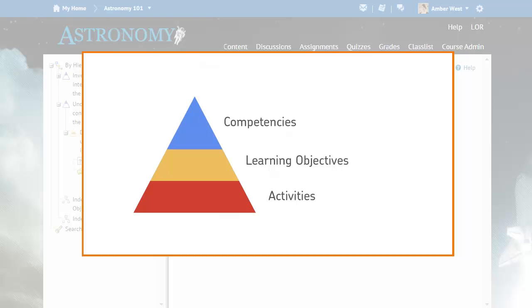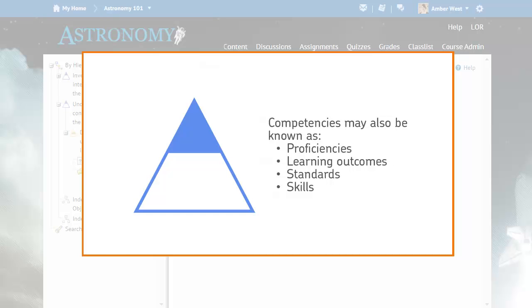Competency structures are formed by organizing competencies, learning objectives, and activities into a hierarchy. Competencies occupy the highest level of these hierarchies. They represent general knowledge, skills, and abilities that learners can acquire. Note that your organization might use different terminology to describe competencies. They might instead be called proficiencies, learning outcomes, standards, and skills.